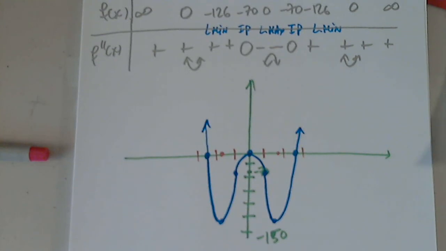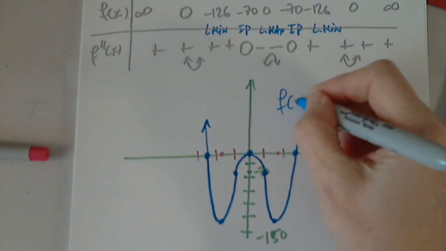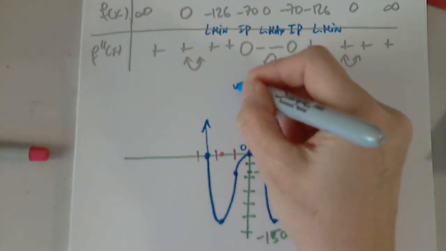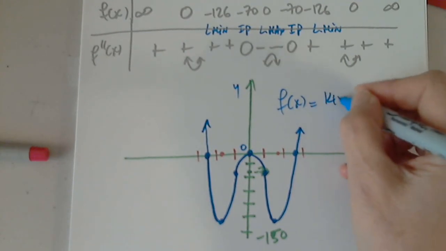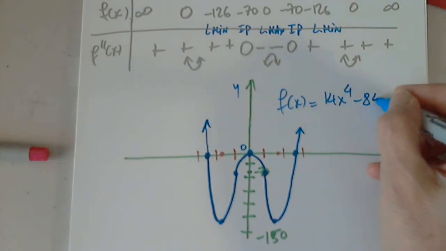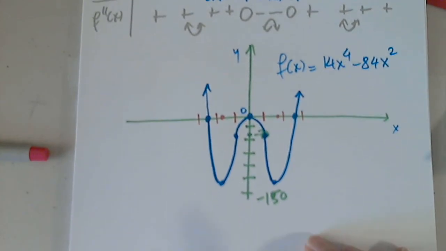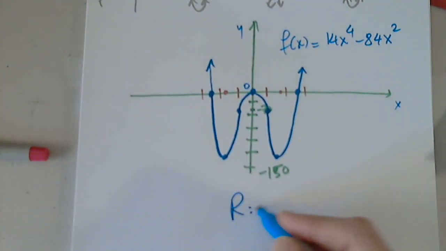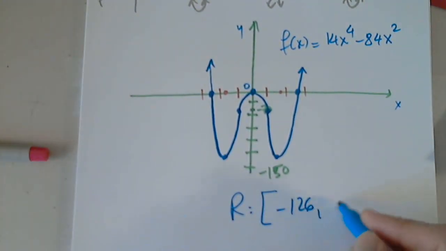Good. Very good problem. So this is 14x to the fourth minus 84x squared. Can I determine the range of this function? Of course. Negative 126 to infinity. Very good. I thank you very much for the problem.